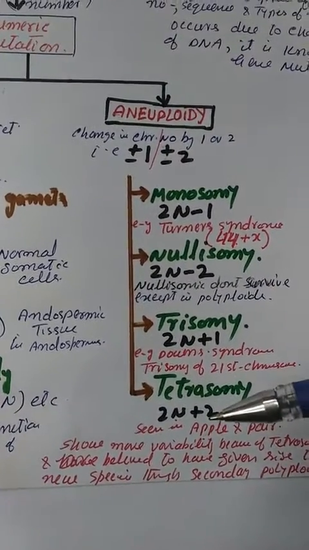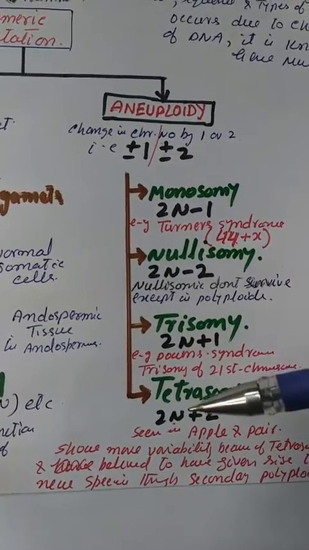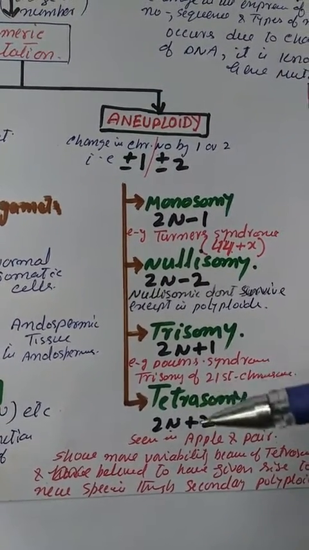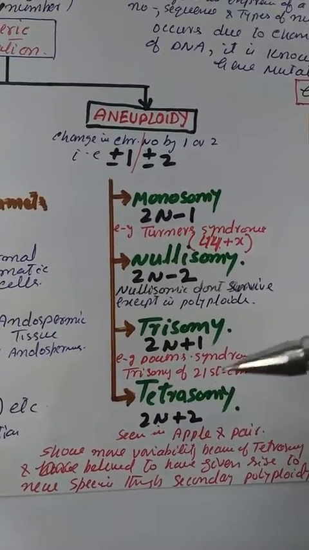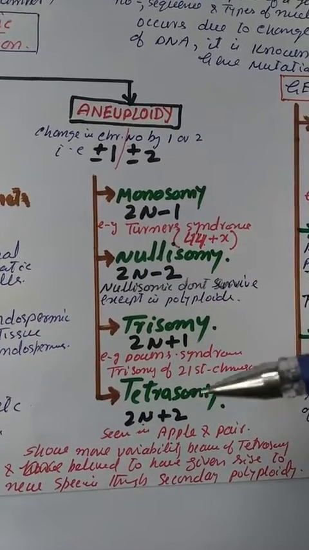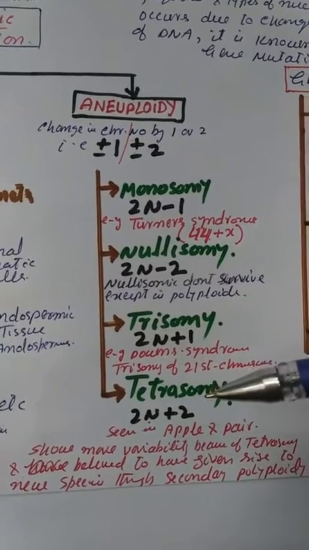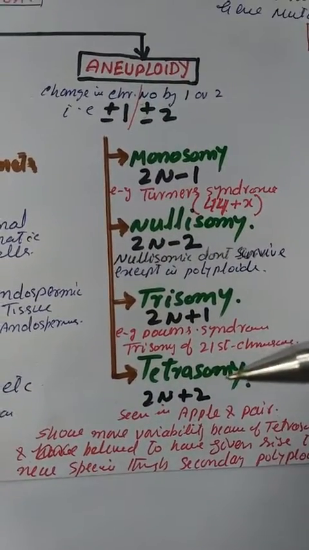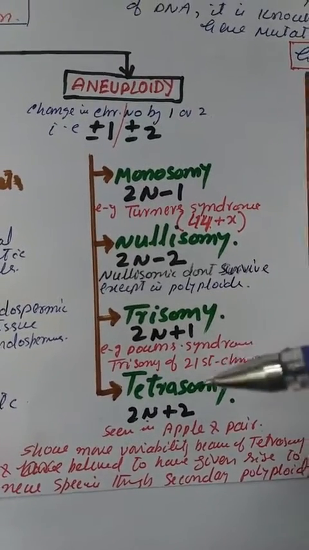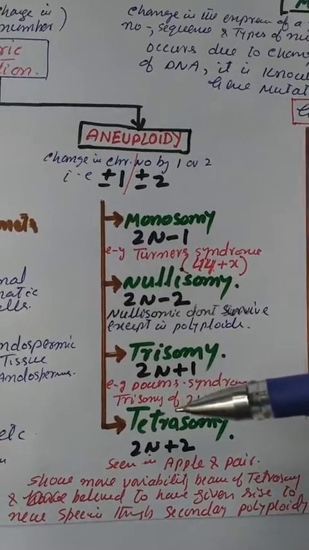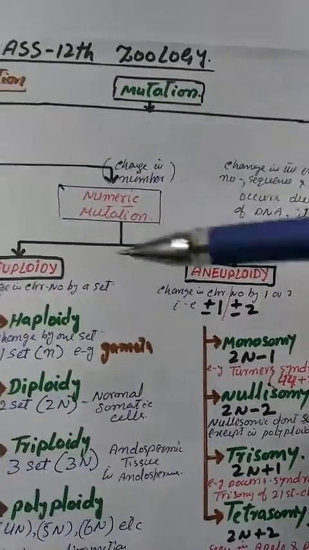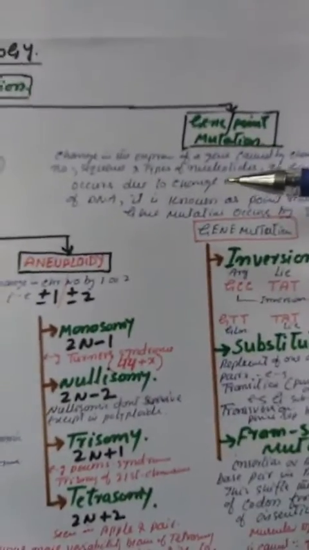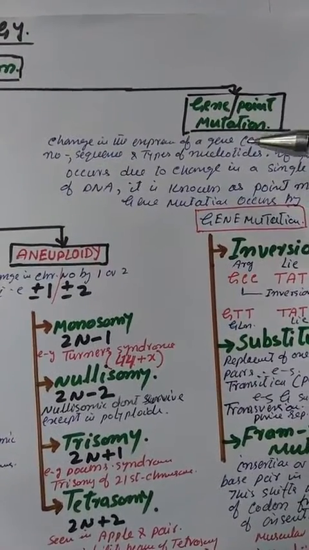Then the tetrasomy. The tetrasomy condition is represented by 2n+2. This type of aneuploid is seen in apple and pear. They show more variability because of tetrasomy, and because of this tetrasomy, they give rise to new species through secondary polyploidy. Now, this was all about the chromosomal mutation. Now we will discuss a little bit about the gene or point mutation.